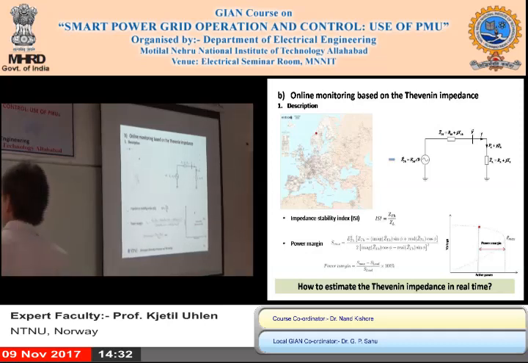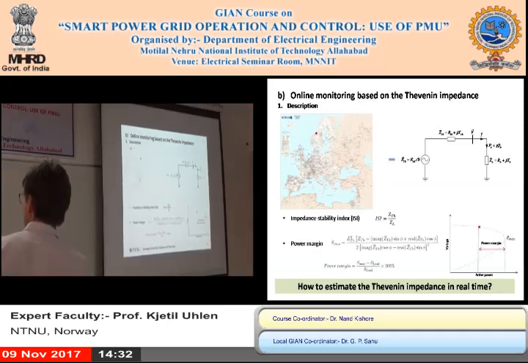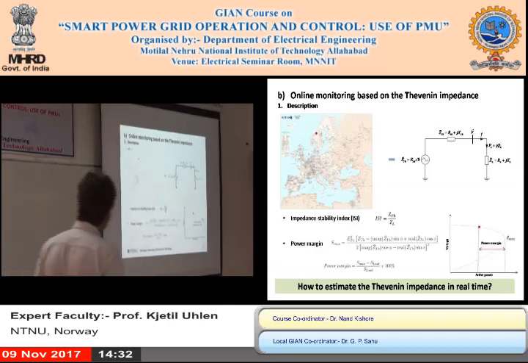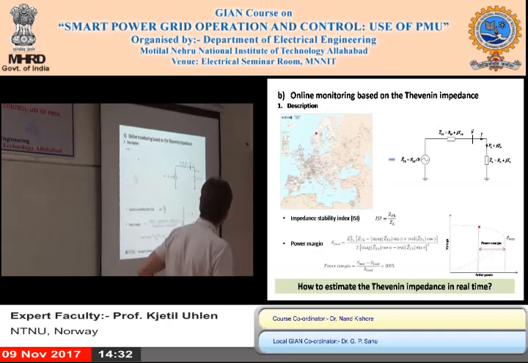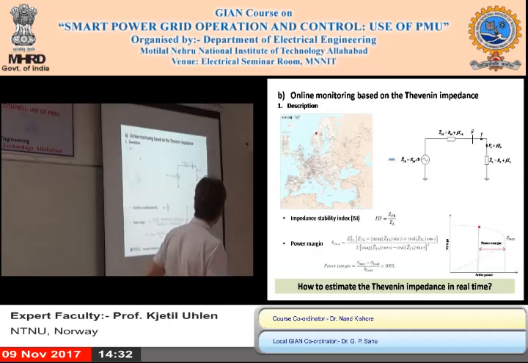And the first one you might encounter is something related to this index. If you know the load impedance and you're able to estimate the network impedance, or the impedance of the Thevenin equivalent, the ratio between these is an indicator. This index has to be less than 1 to be on the stable side.